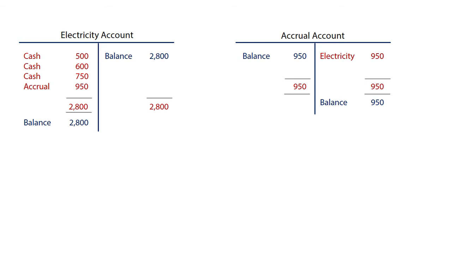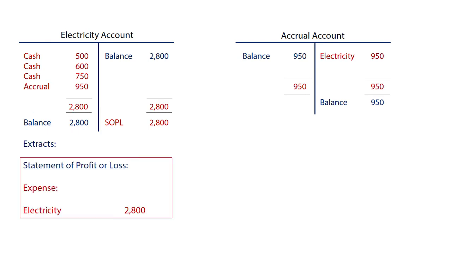So let's move to close the accounts. We identify which elements these accounts fall in. The electricity account obviously is an expense account, and in turn is a statement of profit or loss account. The accrual account is a current liability account, thus a balance sheet account. So to close the electricity account, we credit it because the balance is debited with 2,800 in the name of the statement of profit or loss account.